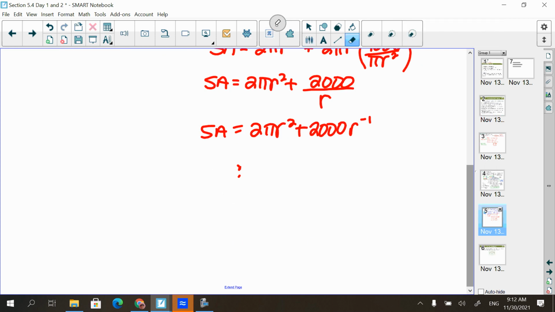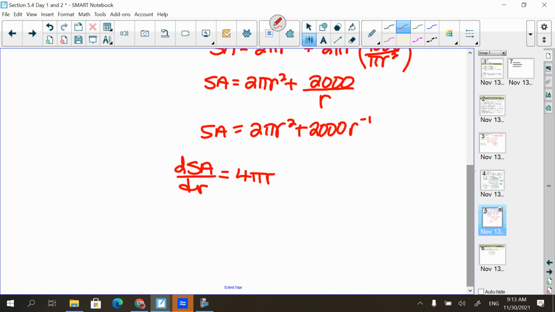Okay, so here we go. Now we're left to take the derivative and set it equal to zero. We're at the calculus part. So, surface area prime, or the derivative of surface area with respect to r, since it's not an x over on that side, it's an r. So over here, the derivative of 2 pi r squared, what do you suppose that is? Perfect, 4 pi r. And then the derivative of 2,000 r to the negative first.